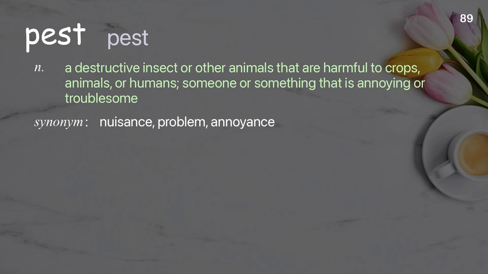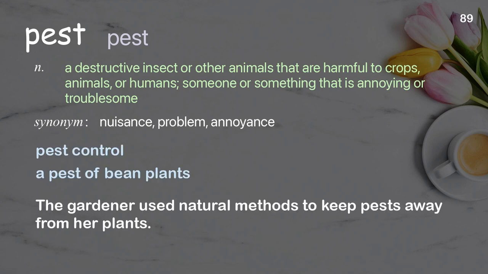Pest. A destructive insect or other animal that is harmful to crops, animals, or humans; someone or something that is annoying or troublesome. Examples: Pest control. A pest of bean plants. The gardener used natural methods to keep pests away from her plants.